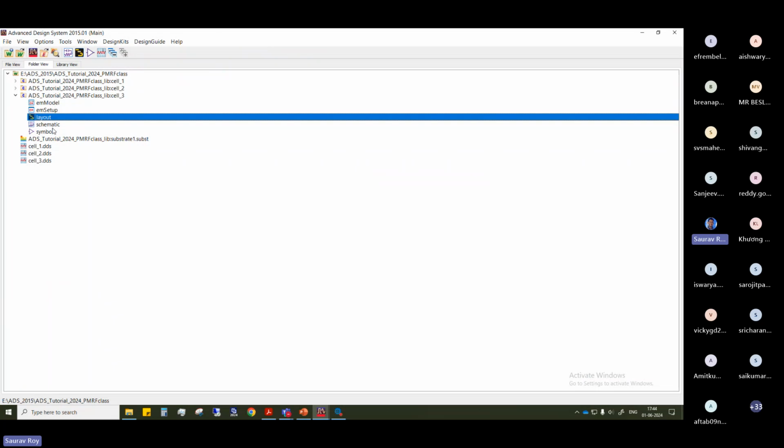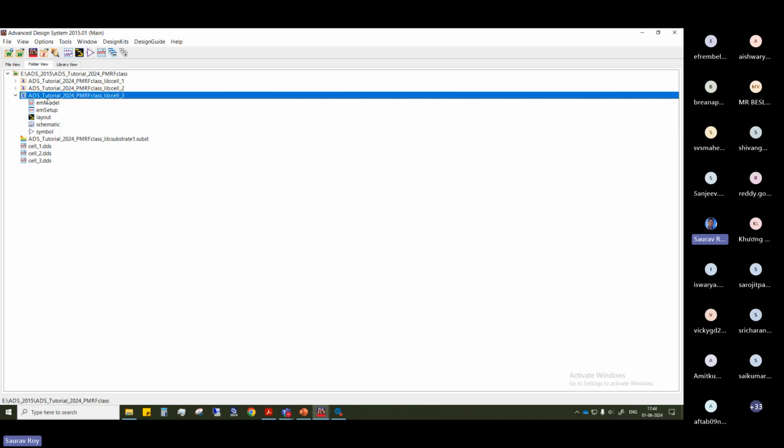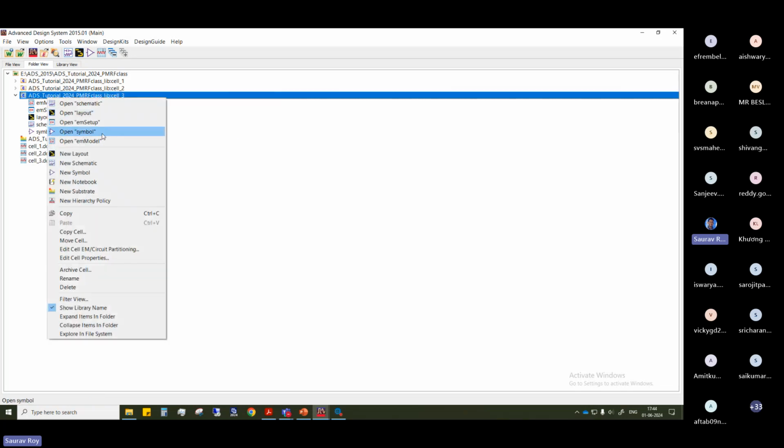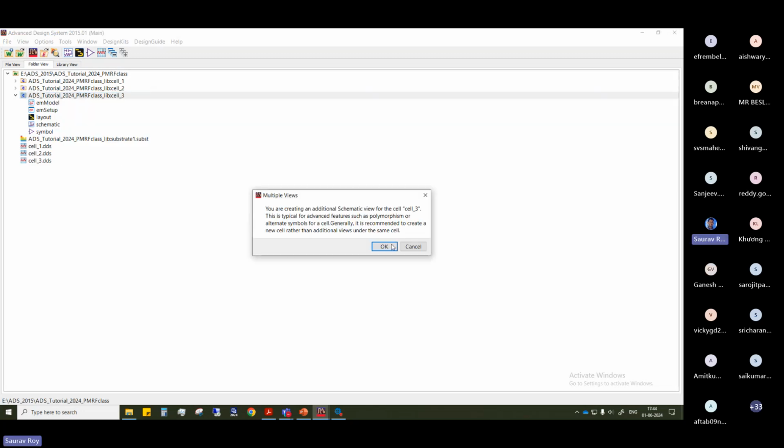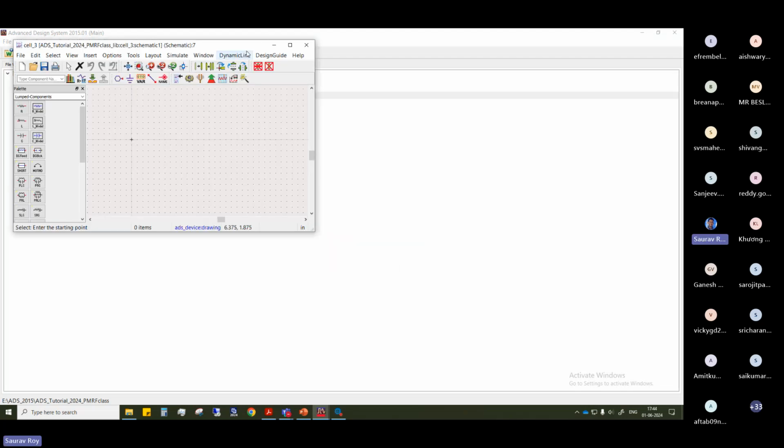When the layout results are generated, you have to make another schematic in the same cell. This is one cell. Let's say I make another schematic here. This step you follow carefully. New schematic, cell 3. So I generated a new schematic.